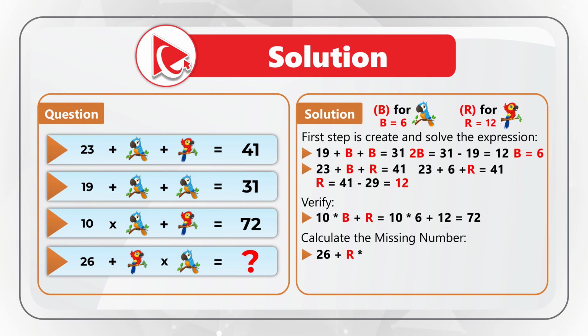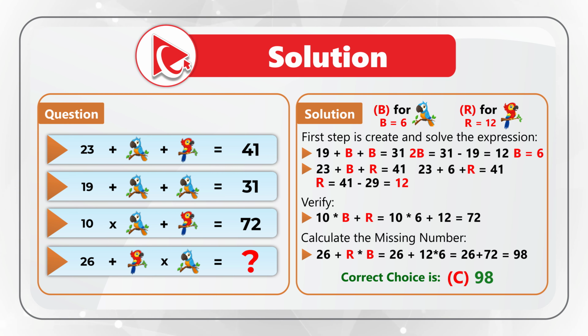26 plus red parrot multiplied by blue parrot equals 26 plus 12 multiplied by 6 equals 26 plus 72 equals 98. So the correct answer is choice C, 98. Hopefully you've nailed this question on your own and now know how to solve similar problems on the test.